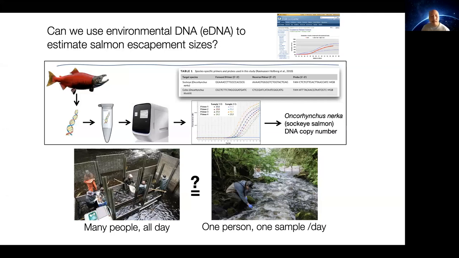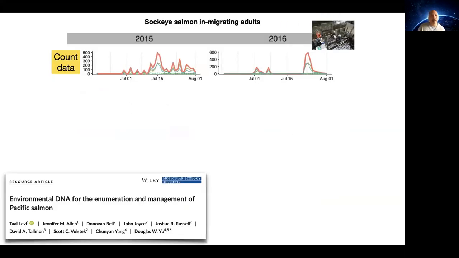So they have many people all day, and we had one of them sample some water at the end of the day, once a day, put the filter into the freezer, and then eventually take all the samples and measure the DNA using qPCR, quantitative PCR, which measures the concentration of DNA per species. And so let's look at the results.